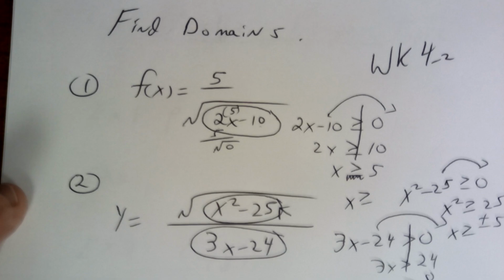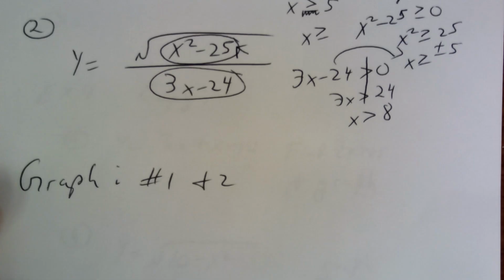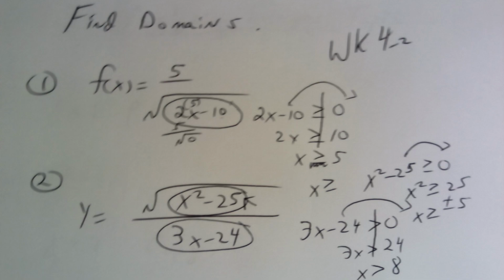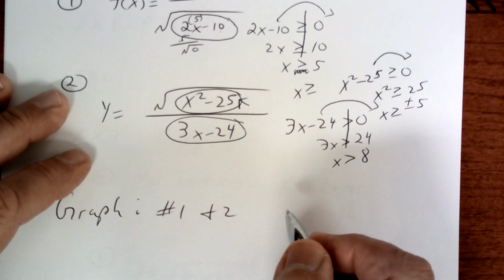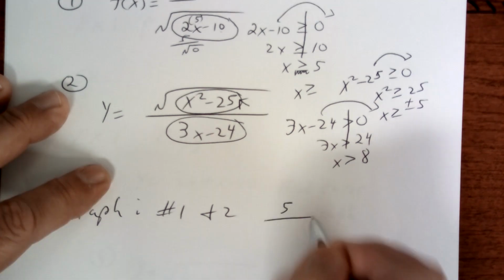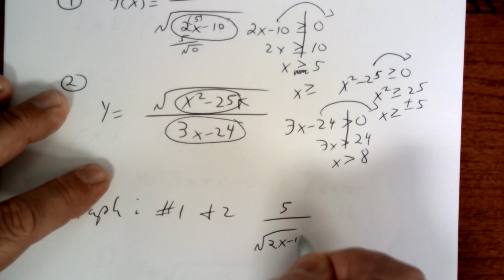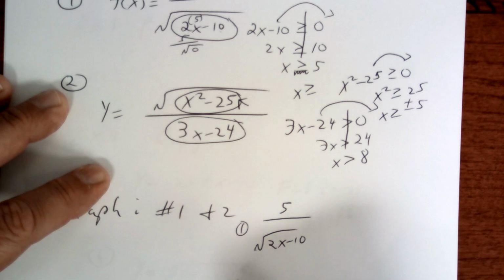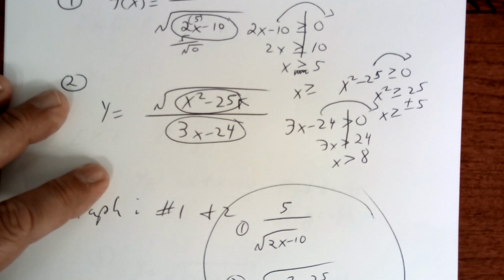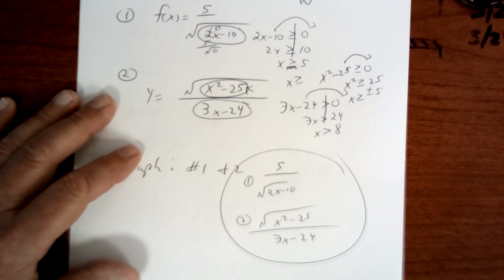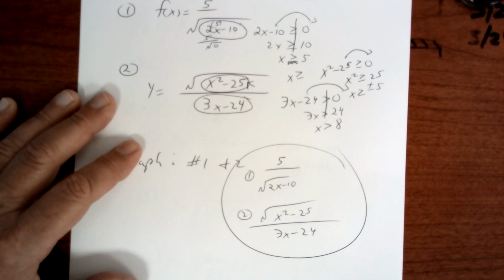All right, let's turn our attention to graph number 1 and number 2. So get your calculator out, and let's try to graph these. On your calculator, you want to graph 5 divided by the square root of 2x minus 10. That's the first one. And then the second one we're going to graph is the square root of x squared minus 25 over 3x minus 24. Let's take a look at those graphs. If you need a graphing calculator, get up and grab one. Make sure you put them back, okay?